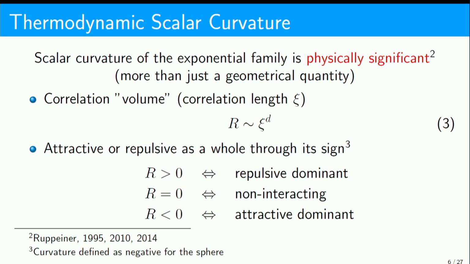The scalar curvature is related to the system being attractive or repulsive as a whole through its sign. And here, if we define the curvature as negative for the sphere, then if the scalar curvature is positive, the system tends to be repulsive. And on the other hand, if the scalar curvature is negative, then the system tends to be attractive. And the border is the case of vanishing scalar curvature, where the system is considered to be non-interacting.